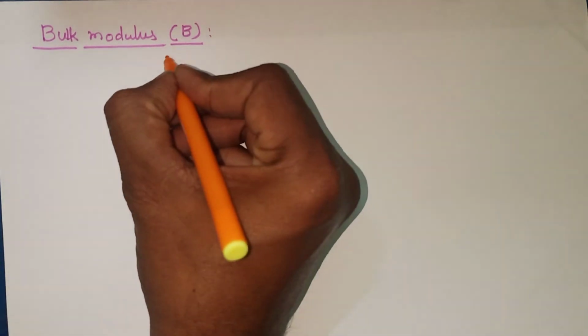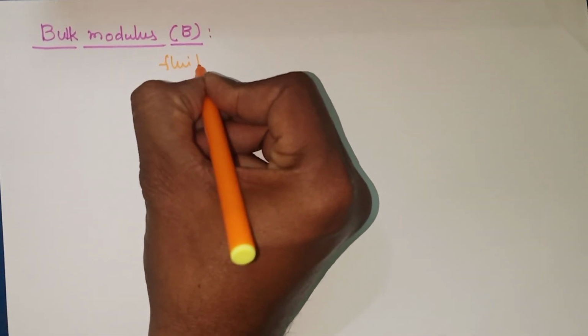Now we'll see another type of modulus, the bulk modulus. A bulk modulus is related to fluids. The first one is for solids, the second one is also for solids, but now this is for fluids. Now, how to apply the modulus: B is applied to fluids.